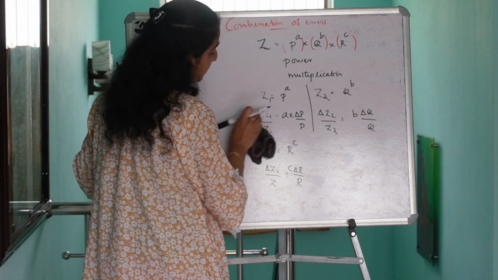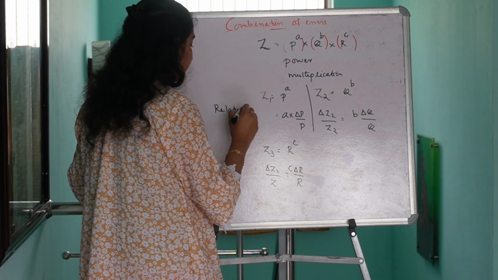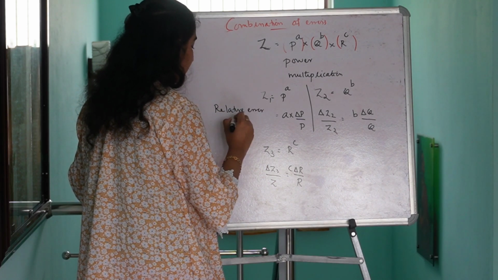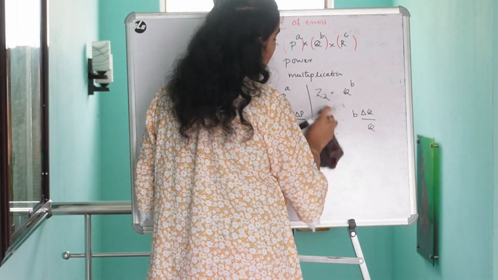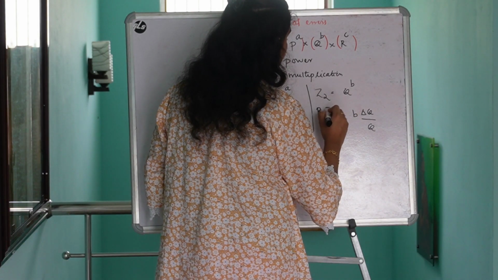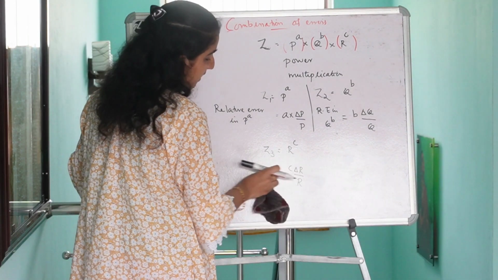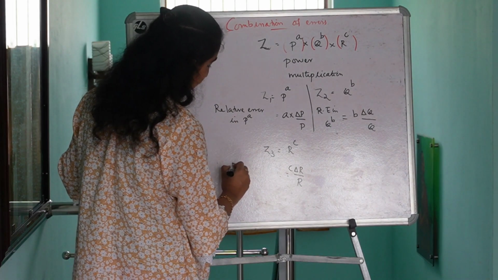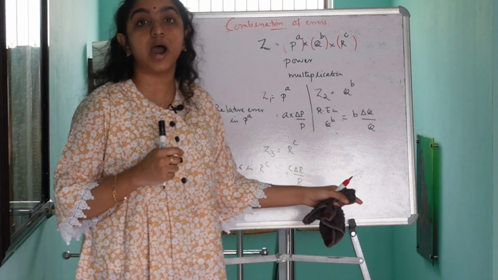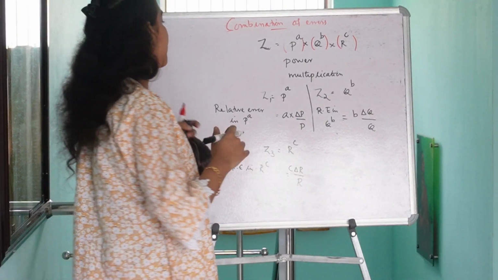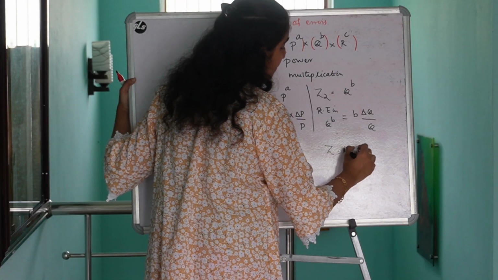What is del z1 by z1? Del z1 by z1 is nothing but the relative error in p power a, isn't it? What is del z2 by z2? Del z2 by z2 is nothing but the relative error in q power b, isn't it? Again, what is del z3 by z3? It is nothing but the relative error in r power c. Is it clear, guys?